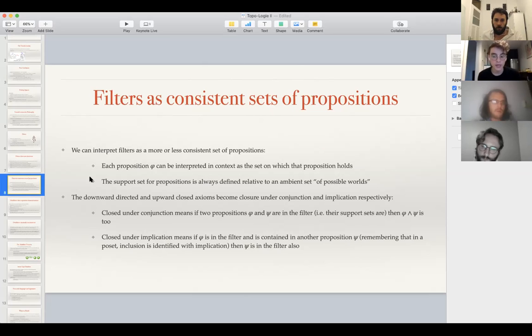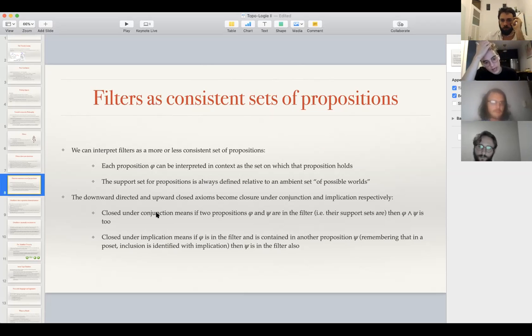So it's important that we always keep in mind that there's always a support set behind. So it's never really exactly the full proposition, but always the proposition in terms of some model. In general, these models will be large and have enough flavor to be interesting. These two axioms I mentioned before, downward directed and upward closed, if we interpret it this way, become closure under conjunction and implication. If two propositions are in the filter, then their conjunction, phi and psi, will also be in the filter. And for implication, if the support set of a proposition phi is in the filter and it's contained in a larger set of some proposition psi, then psi is also in the filter.